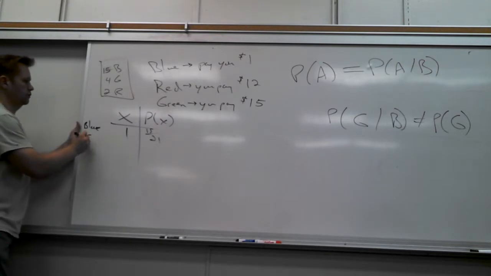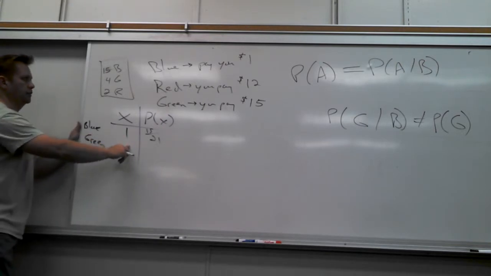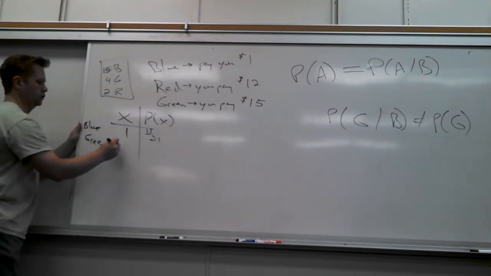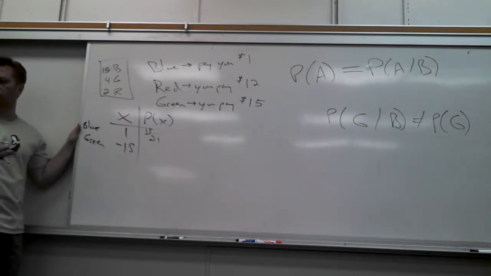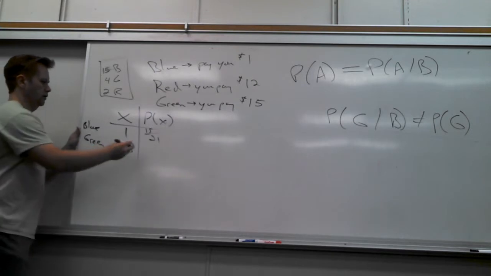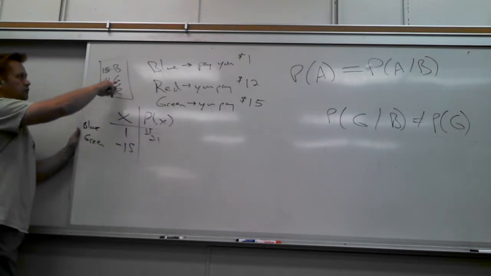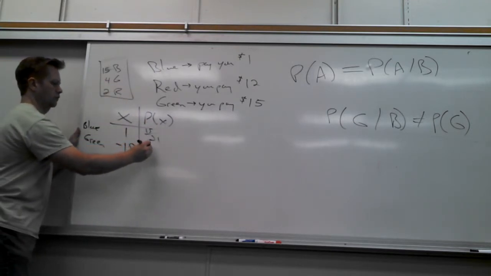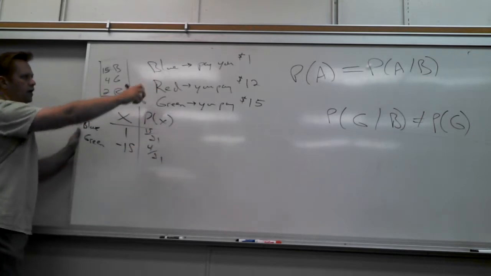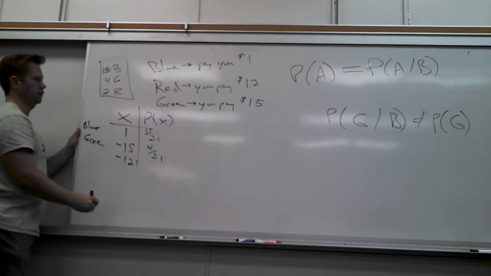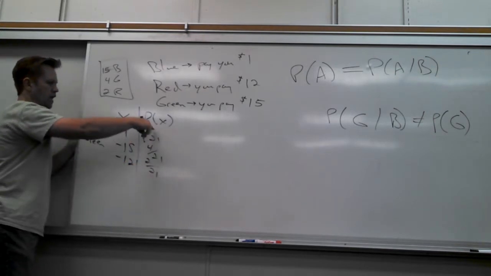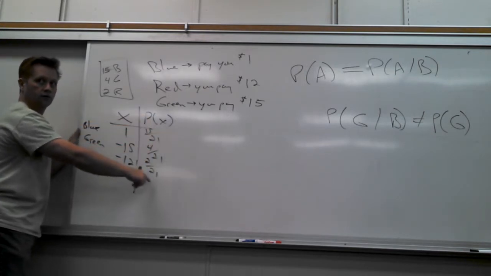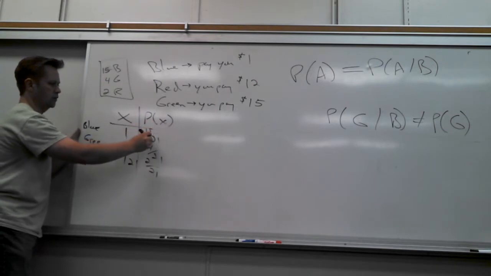And then there's a green, and if you pick a green, what happens? You lose $15. So it's got to be negative, or else it's going to look better than it should. And what's the probability of a green? 4 out of 20. And if it's red, you pay 12. And what's the probability of a red? 2 out of 20. So what always has to happen with these? What must these add up to be?